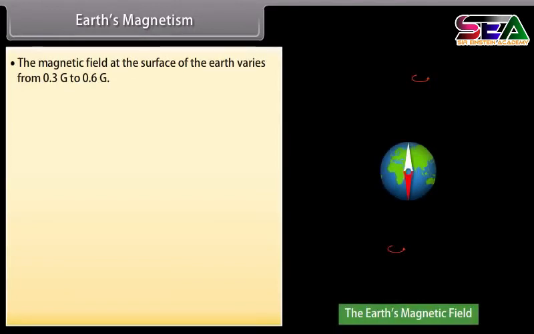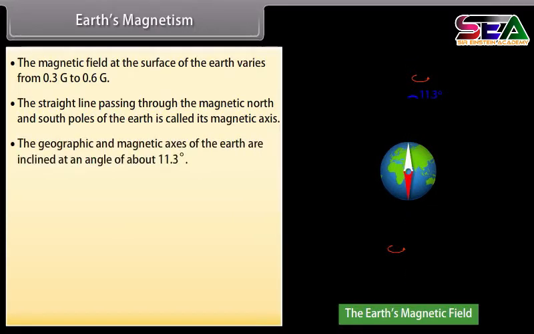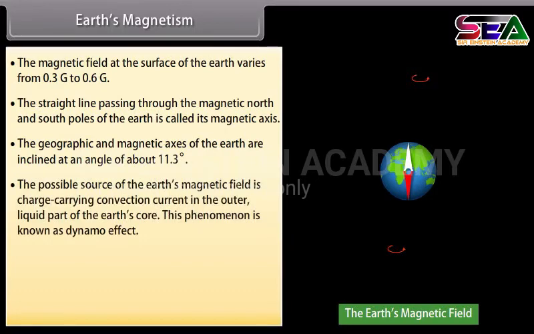Earth's magnetism. The magnetic field at the surface of the Earth varies from 0.3 G to 0.6 G. The straight line passing through the magnetic north and south poles of the Earth is called its magnetic axis. The geographic and magnetic axes of the Earth are inclined at an angle of about 11.3 degrees. The possible source of the Earth's magnetic field is charge-carrying convection current in the outer, liquid part of the Earth's core. This phenomenon is known as dynamo effect.